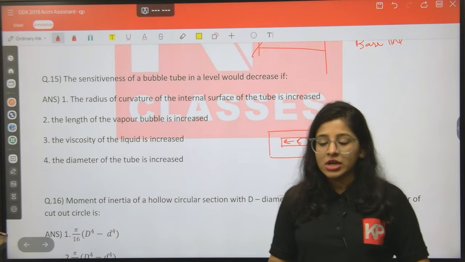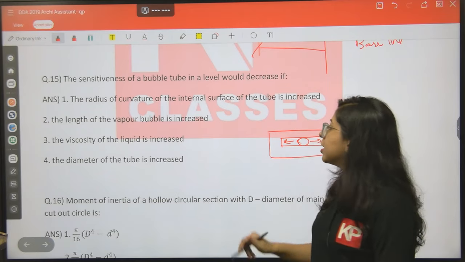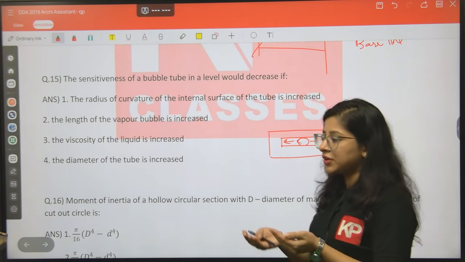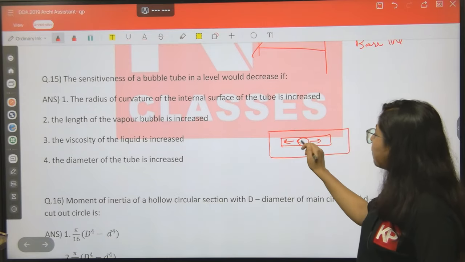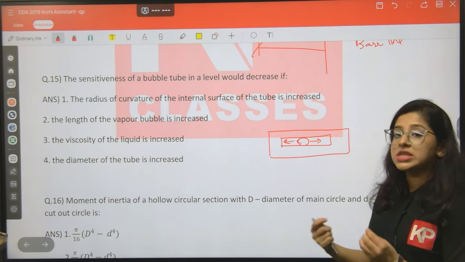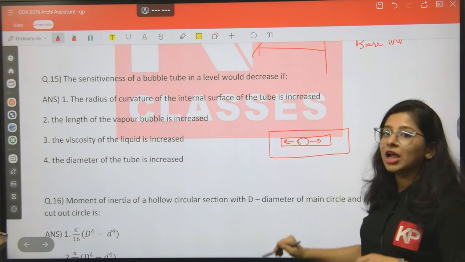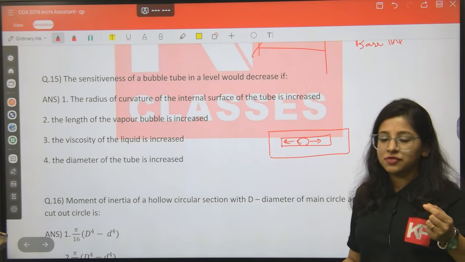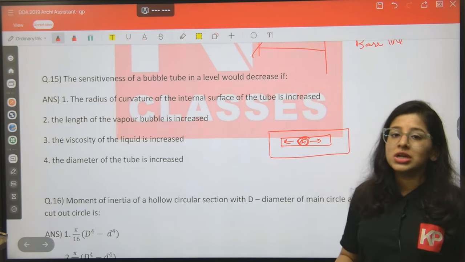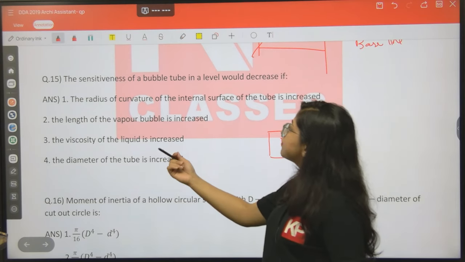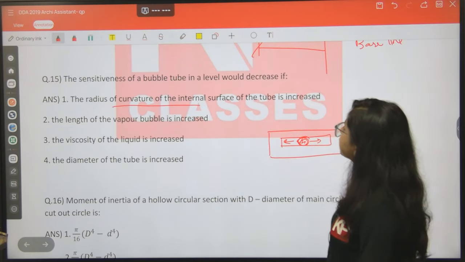It's properly leveled. So whenever you want to check the leveling, while doing a survey, you use a bubble tube to see whether you have a proper horizontal surface or not. So they are saying the sensitiveness of the bubble in a bubble tube, that means how sensitive. Even with a little bit of movement, if there is a change in the position of the bubble, that means what? The bubble tube is very sensitive. But even if it is moving a lot, still the bubble is placed in the center only, that means what? It is not that sensitive. So that sensitiveness will depend on which of the following factors. First, radius of curvature of the internal surface of the tube is increased.